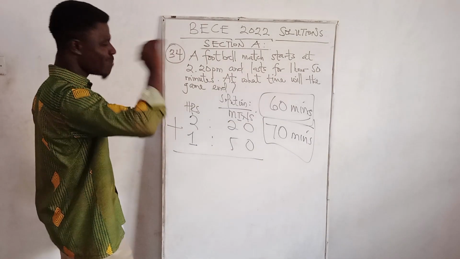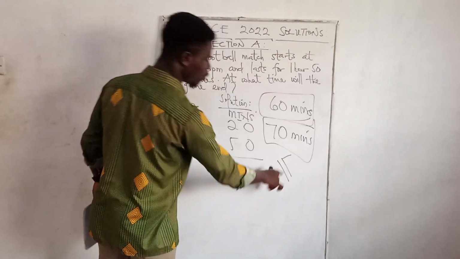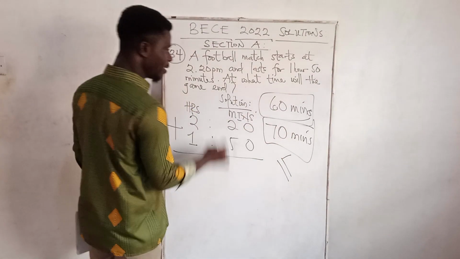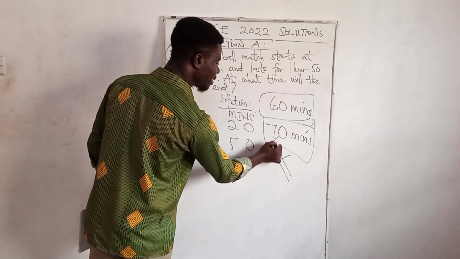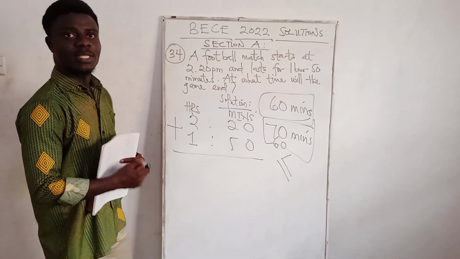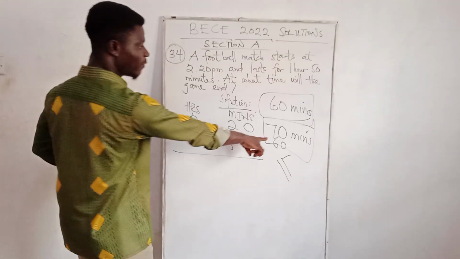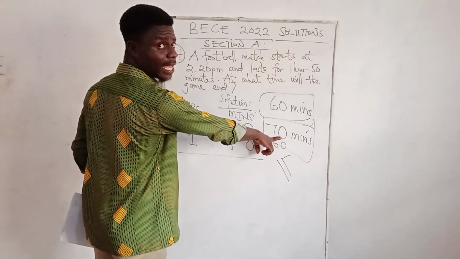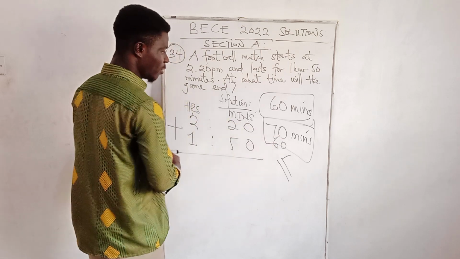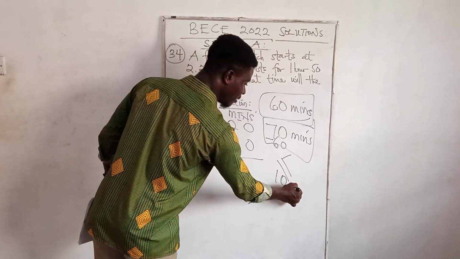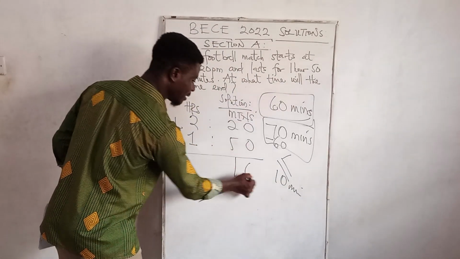And I said our maximum must be less than or equal to 60. Right. So now here, if it is 70, then we have to subtract 60, because 60 minutes is the same thing as 1 hour. So we subtract 60 minutes from the 70 minutes, and you get 10 minutes. So we write our 10 minutes here.